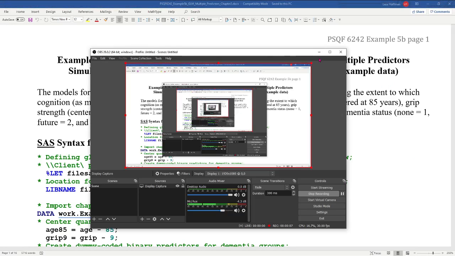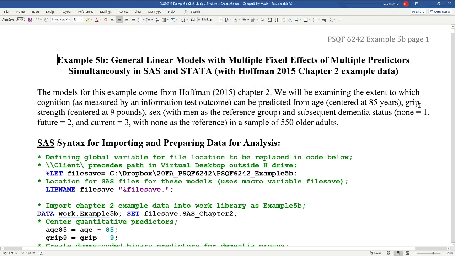I am here today to record a lecture to describe example 5b. This is within the context of examining unique effects in general linear models. We're going to first evaluate a series of bivariate relationships between one predictor and our quantitative outcome. And then at the end of this example, we will put all of the predictors into the same model to be able to examine their unique effects.